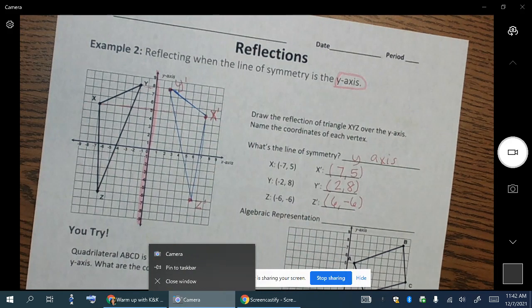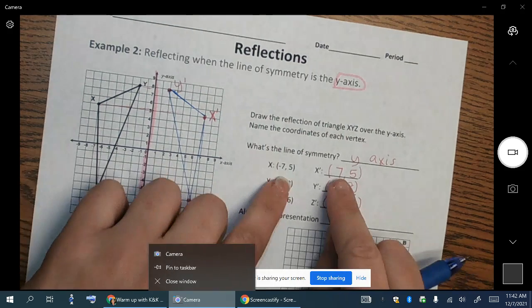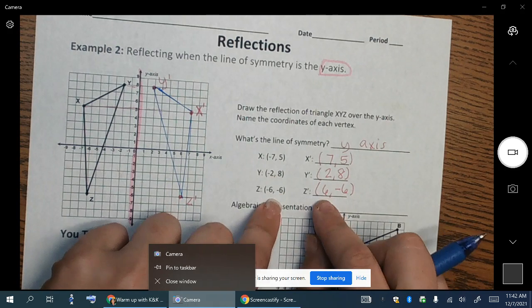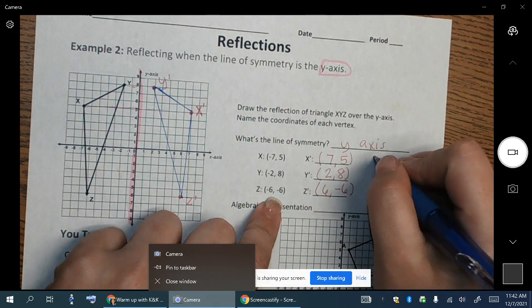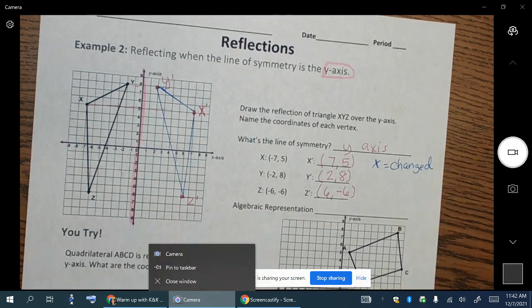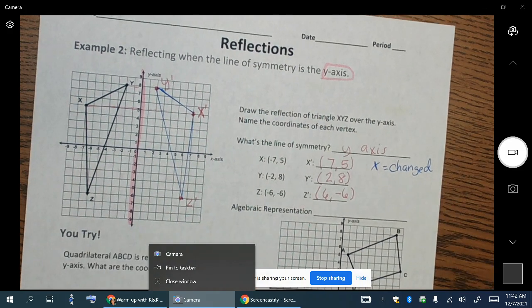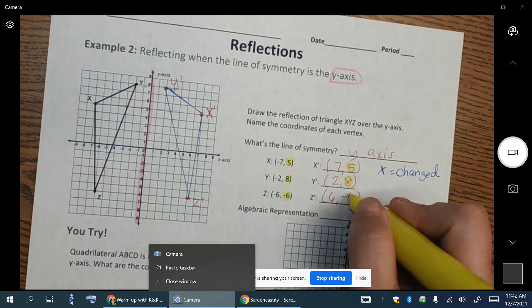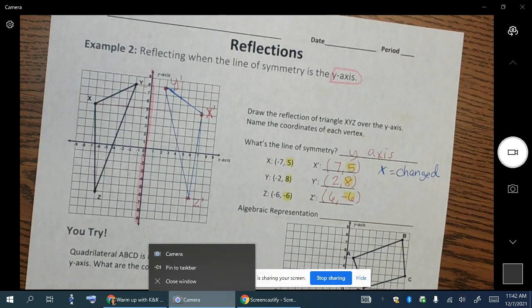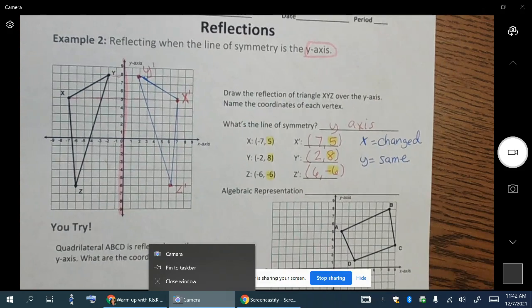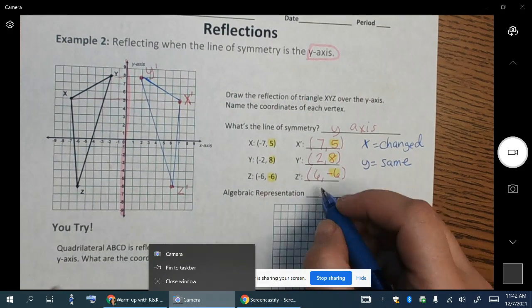Okay, so on the other ones, our x stayed the same. If I look at my x's here, did they stay the same? No. What happened to them? They became positive. So they changed signs. If you look at your y's, what happened? They stayed the same. 5, 5, 8, 8, -6, -6. So the y is the same. So if it flips over the y, y stays the same.